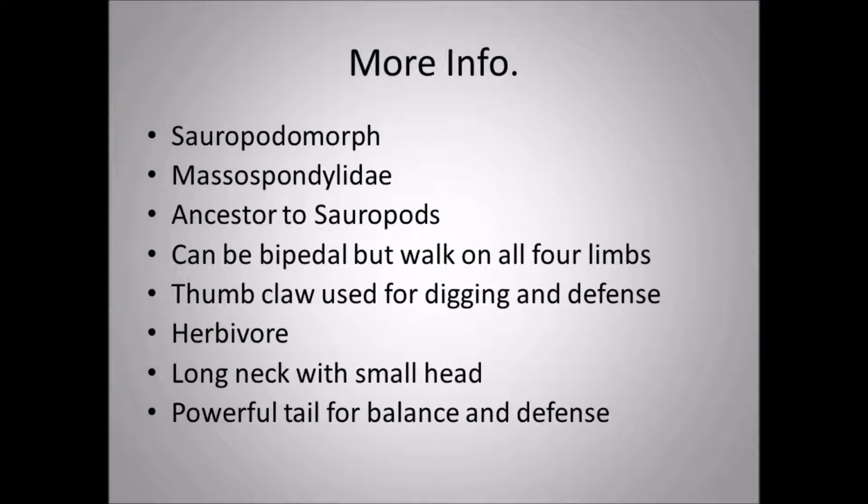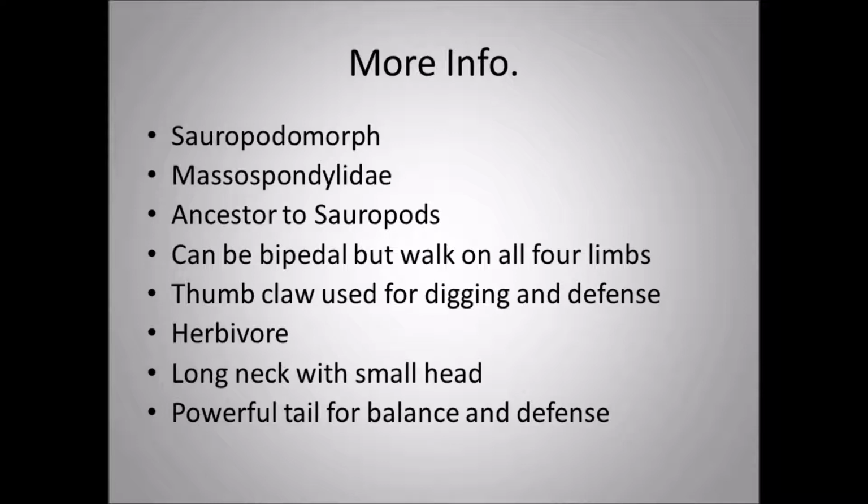And Massospondylus, like all sauropodomorphs, does have a big thumb claw, and that thumb claw could be used for digging, like to probably dig up some water during the dry season, maybe dig up some roots, and of course that claw could be used for defense. So it will rear up on its back legs, kind of wave its arms around, show off that thumb claw, and say to the smaller predators, stay away from me, or otherwise you get whacked. But that claw is mostly going to be used for digging.